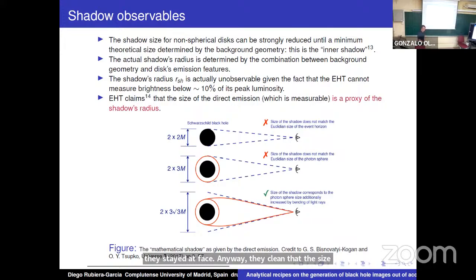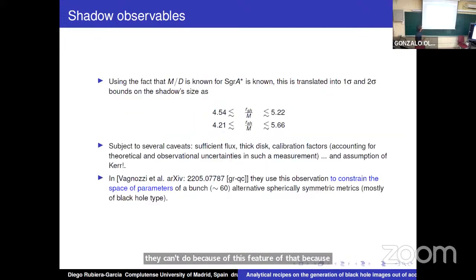which is not observable. Because in order to do this, you should be able to detect those photons emitted near the event horizon, which is something they cannot do because of this feature. Obviously resolution is always going to be limited. So they go and throw this result into the game, and they claim that the size of the shadow is determined using these constraints.